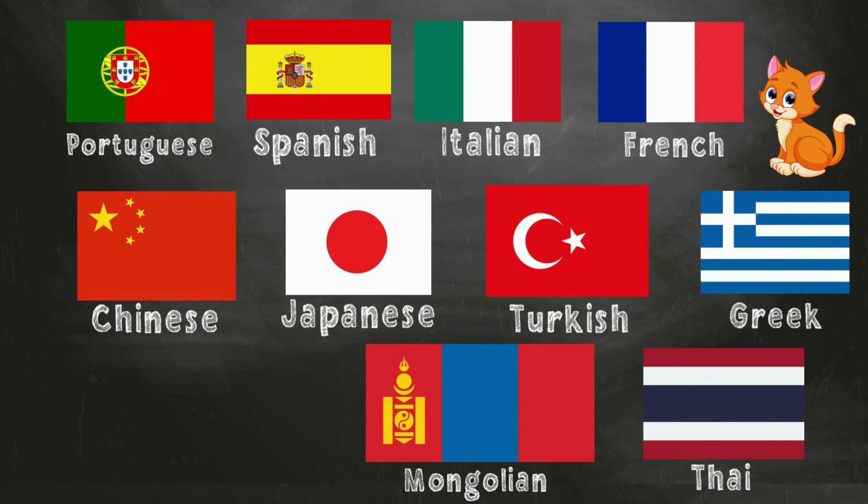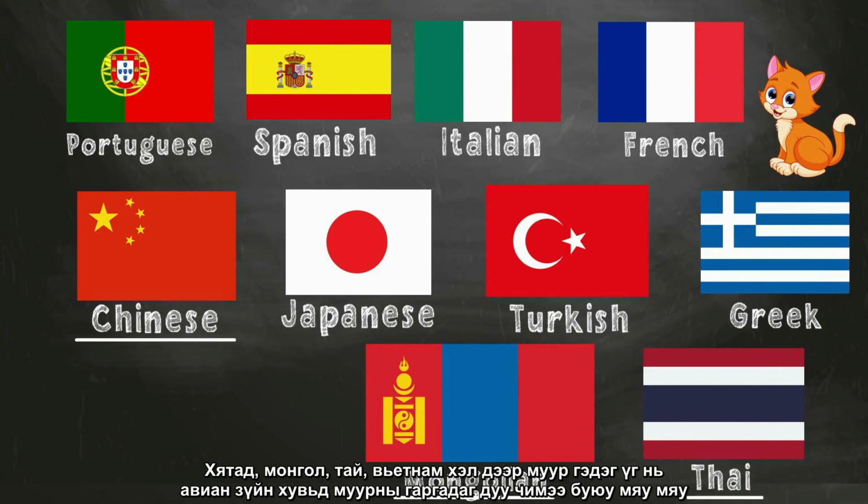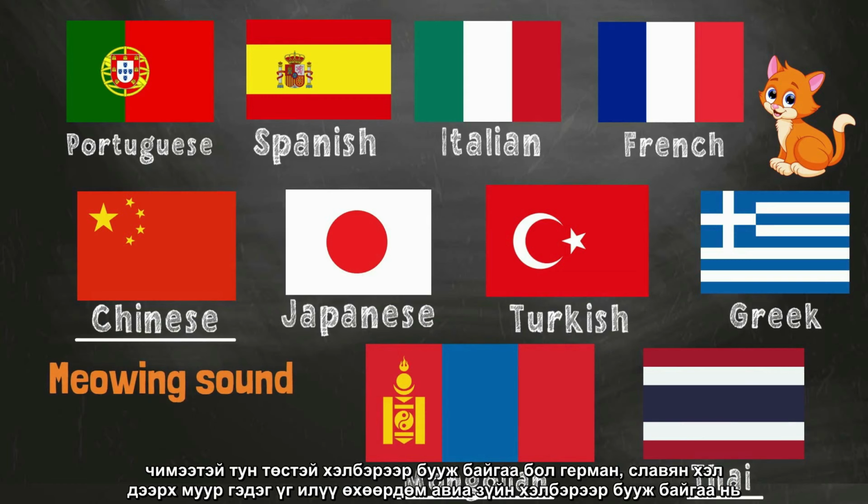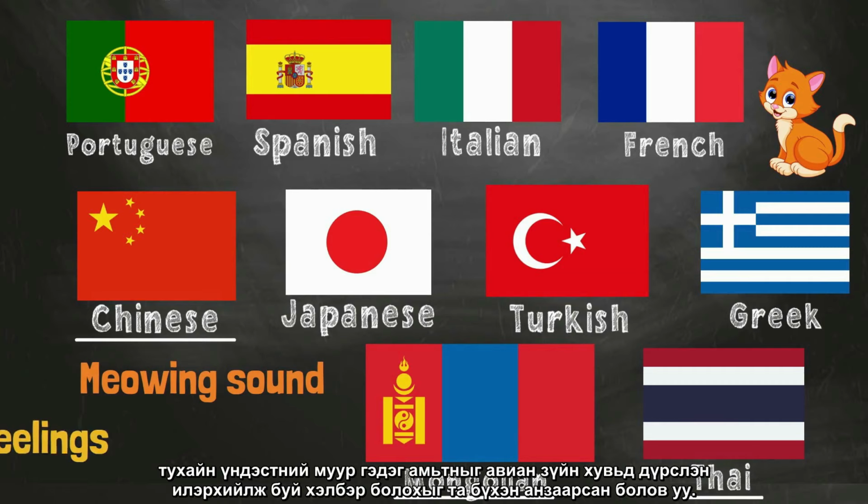As you notice, the word for cat in Chinese, Mongolian, Thai, and Vietnamese sounds very similar to the sound that cats make in general, the meowing sound, while the word for cat in Germanic and Slavic languages expresses more adorable and cute feelings, which reflects their mental image of cats.